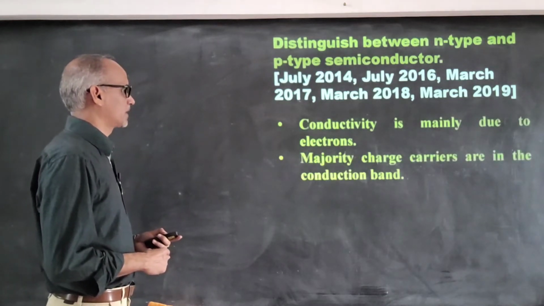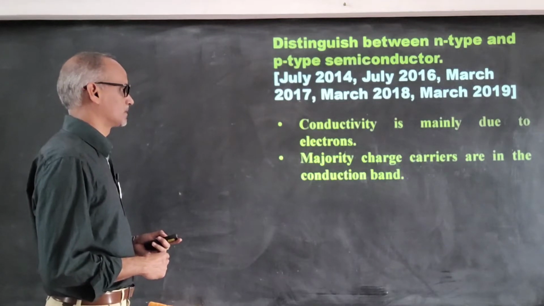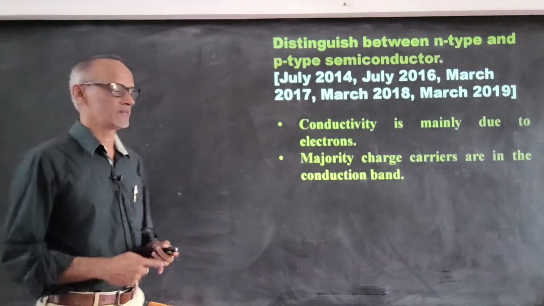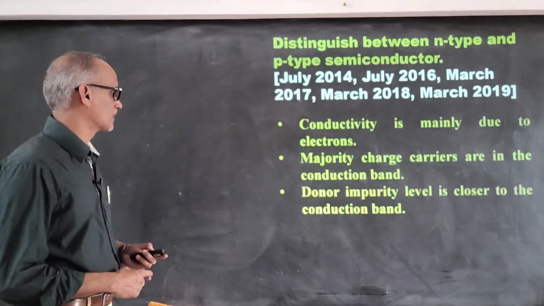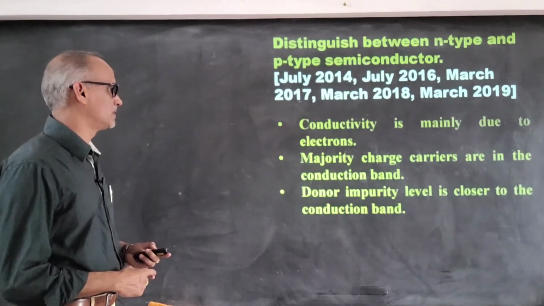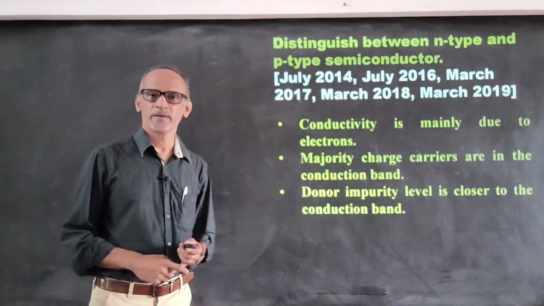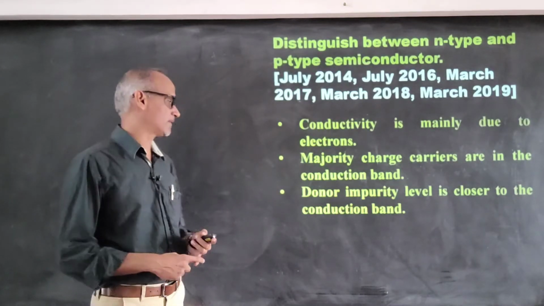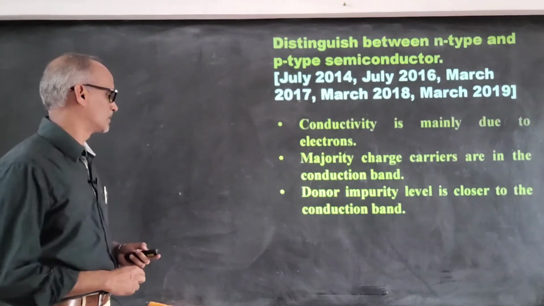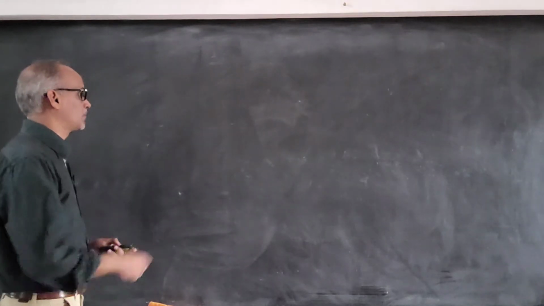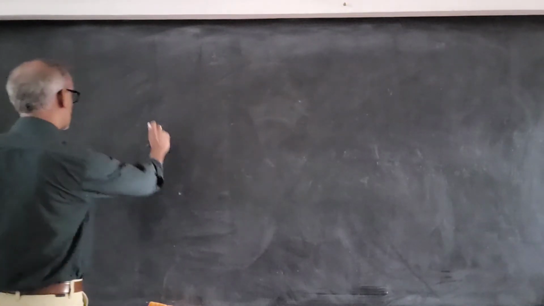In n-type, the majority charge carriers are in the conduction band, whereas in p-type, the majority charge carriers are in the valence band. The donor impurity level is closer to the conduction band, whereas in a p-type semiconductor, the acceptor impurity level is closer to the valence band. So, these are the differences between the p-type and n-type semiconductor.